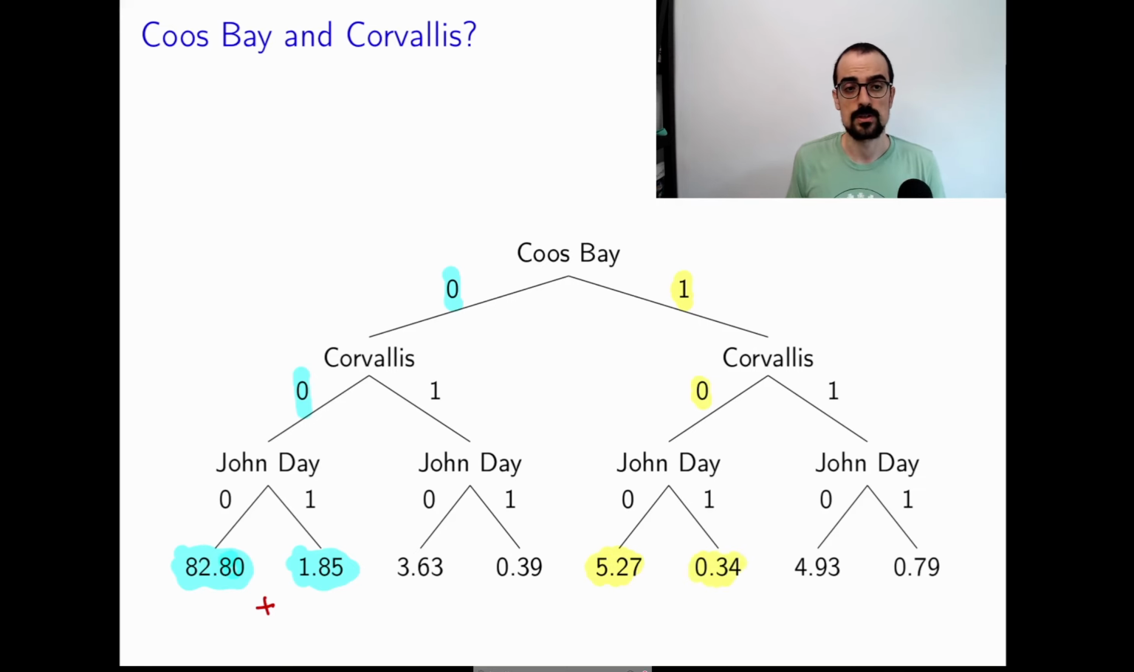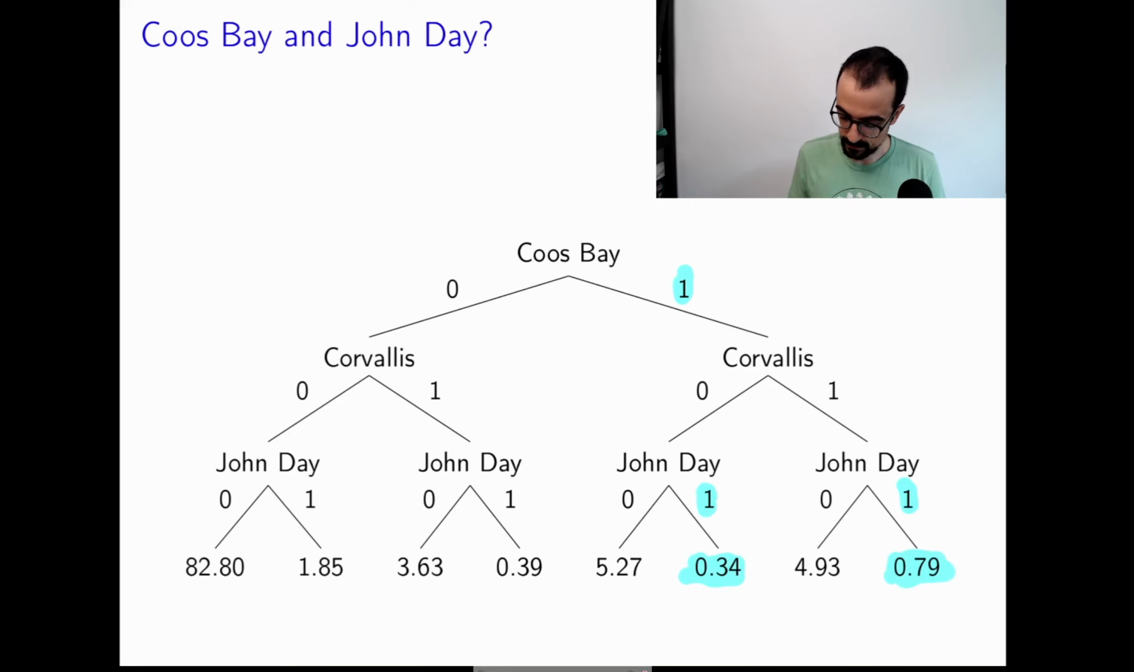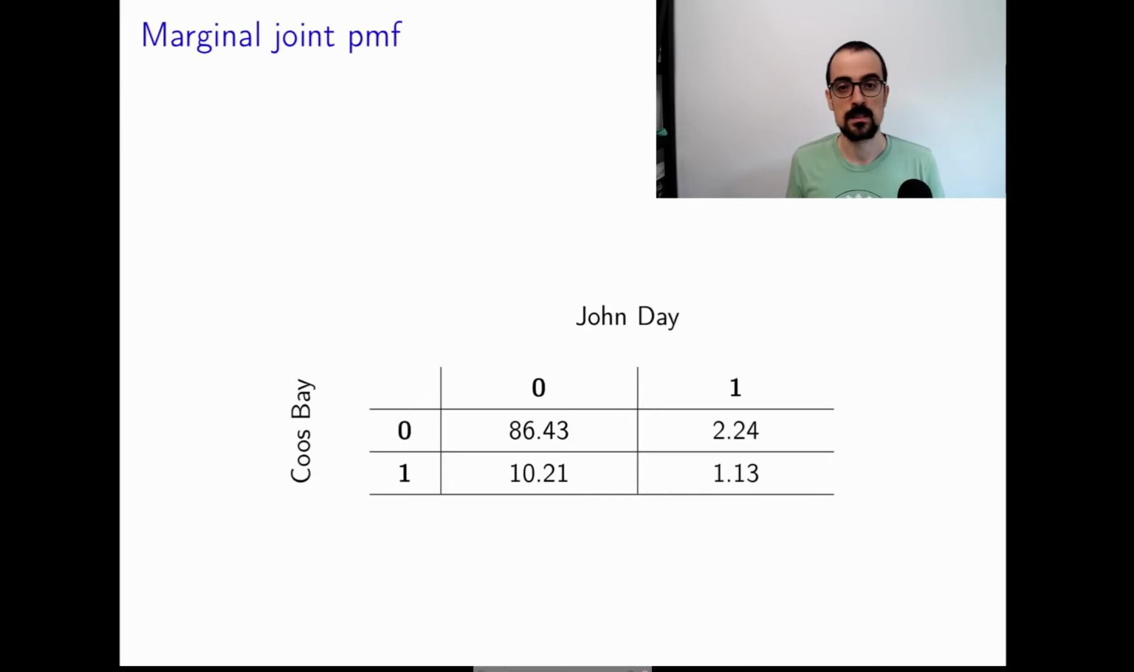Okay, so now I would like you to think, what are we going to do if we want the joint distribution of Coos Bay and John Bay? Well, we do the same thing. So, for example, the probability that it rains in Coos Bay and it also rains in John Bay. This happens in these 2 cases. So we're going to take these 2 probabilities and we're going to add them up. What if we were interested in whether it does not rain in Coos Bay but it rains in John Bay? We're going to take these probabilities and we're going to add them up, and so on and so forth. That's how we're going to get the joint PMF of John Bay and Coos Bay.